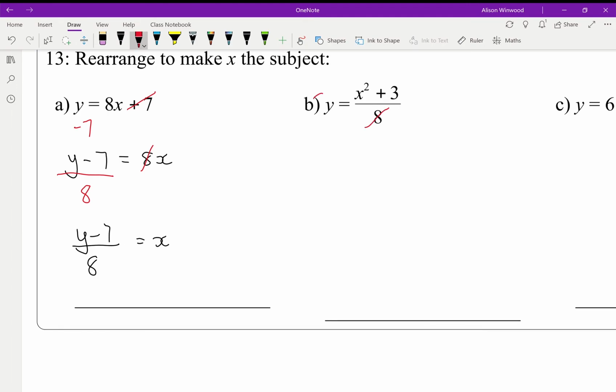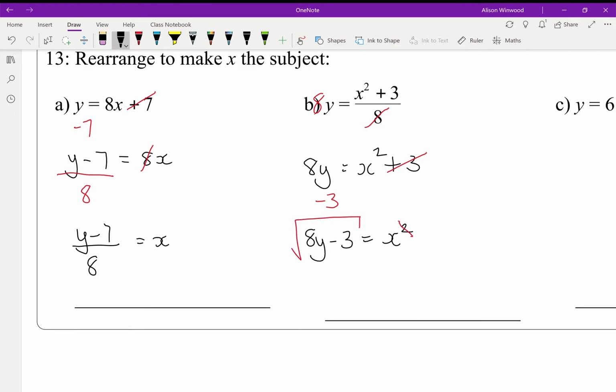Opposite of divide is multiply. So 8y equals x squared plus 3. Opposite of add is subtract. So I get 8y subtract 3 equals x squared. And the opposite of squaring is square rooting, and I need to make sure I square root everything. So the square root of 8y subtract 3 equals x.